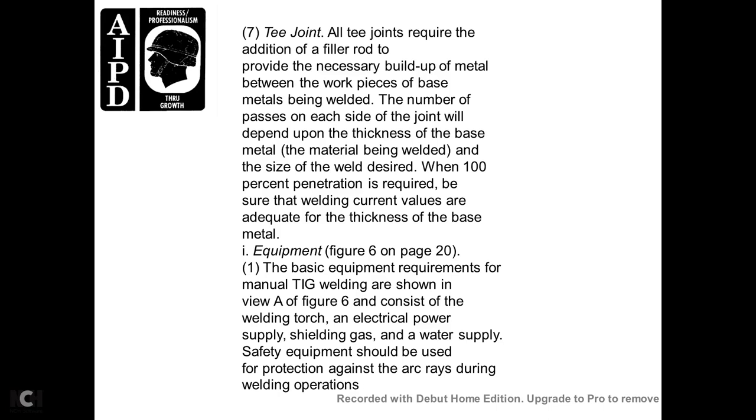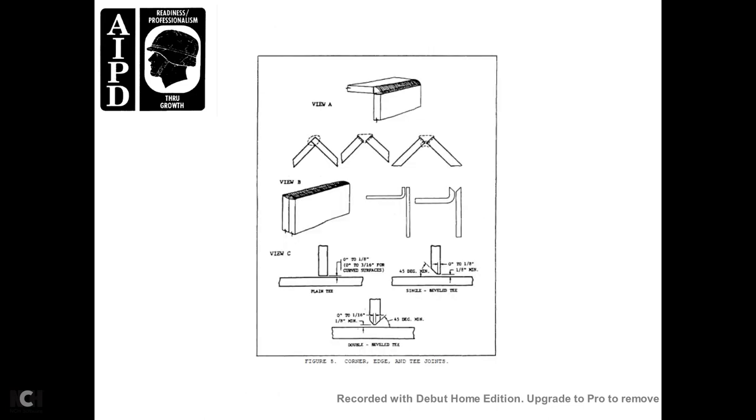The basic equipment required for manual tungsten inert gas welding is shown in view A, Figure 6. It consists of a welding torch, electrical power supply, shielding gas, water supply, and safety equipment to protect against arc rays during the welding operation. Figure 5 shows the corner, edge, and T joints.